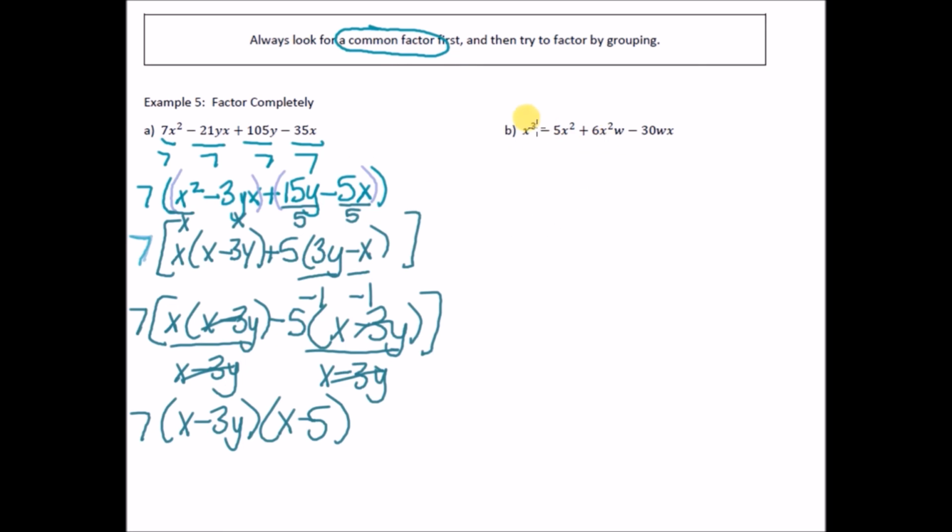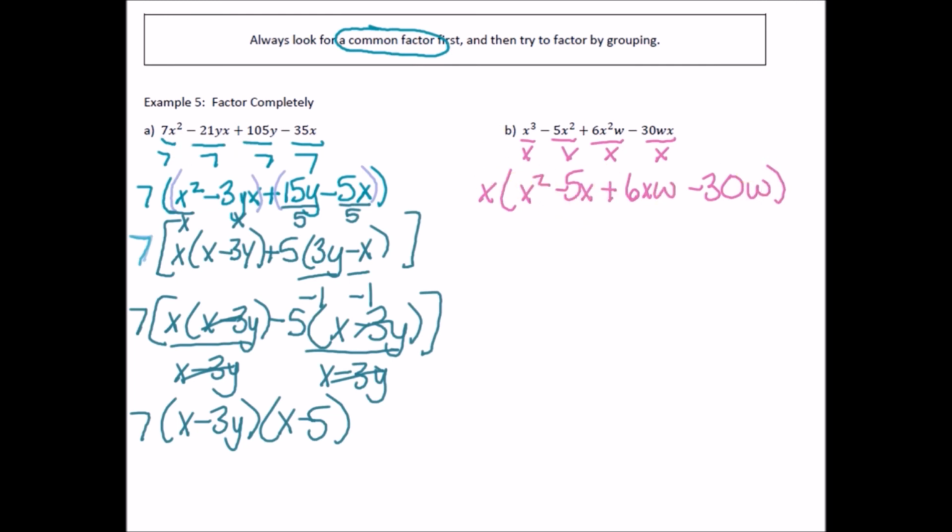Okay, next one. What can we factor out of each term here? We always want to check that first. We can factor out an x. So let's go ahead and factor out an x. And we're going to be left with x squared minus 5x plus 6xw minus 30w.